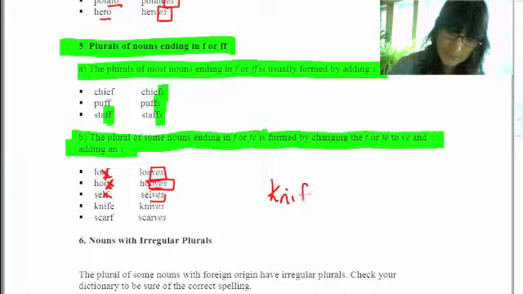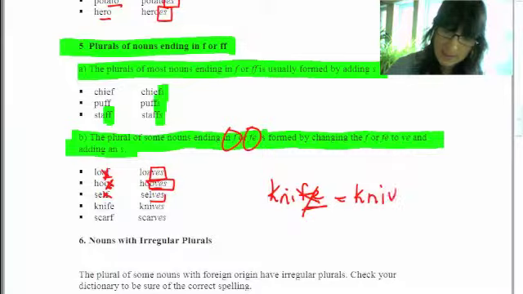Knife, it ends in the FE, so it either ends in F or FE follows this rule. You take off the F or the FE in this case, you add a V, and then the ES.